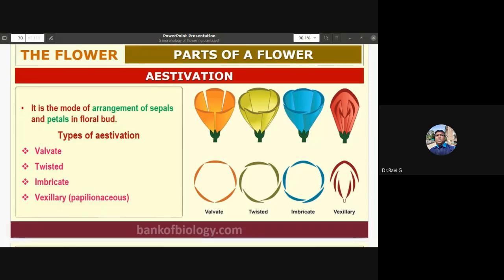So vexillary estivation is similar to imbricate. The only thing here is that the first petal is completely out, that is, completely overlapping. You can notice this in the Papilionaceous corolla. The first petal is nothing but the standard petal. Standard is also called vexillum, so the name vexillary estivation is derived from that.